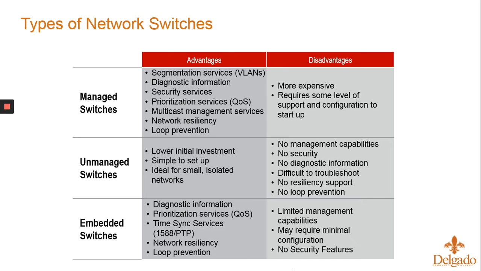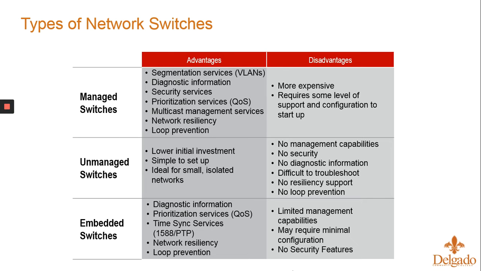But the advantages are there's all the managed features, such as you can create VLANs or virtual LANs. You get a lot of diagnostic information. You have a lot of security built into it. You get a lot of prioritization with quality of service, QoS. You get some better network resiliency capabilities and loop prevention, which are very important, because you can take your entire network down if somebody were to inadvertently create a loop on the network.